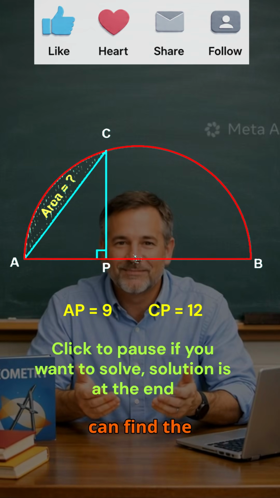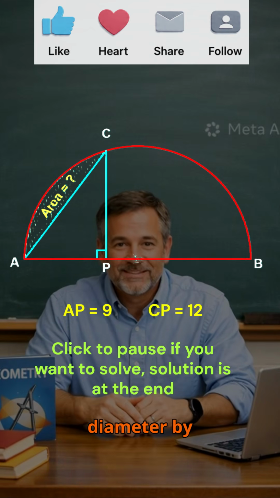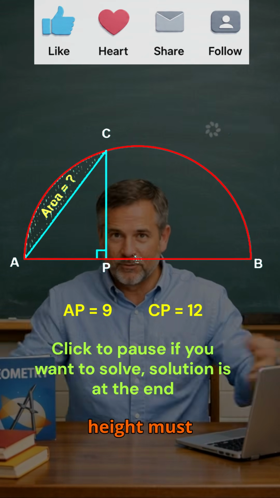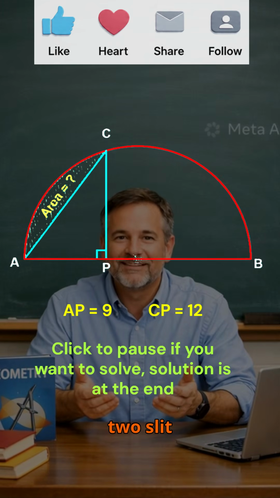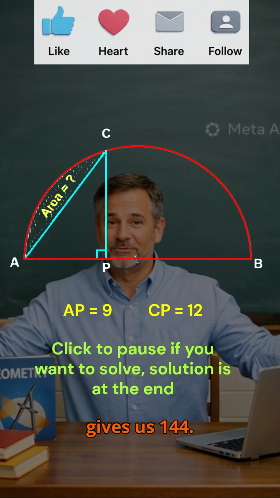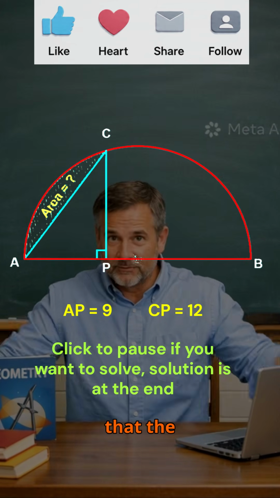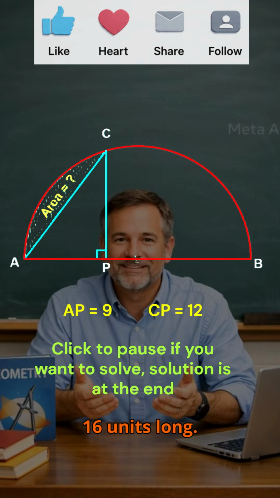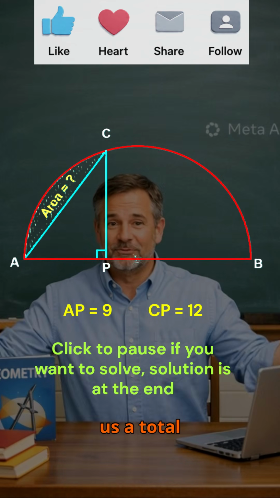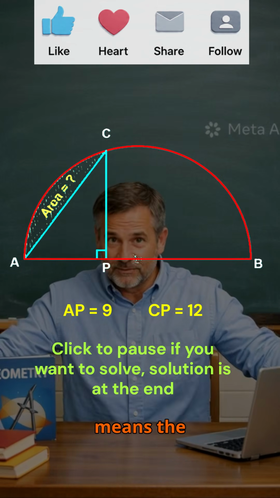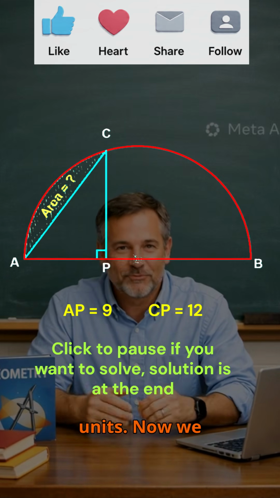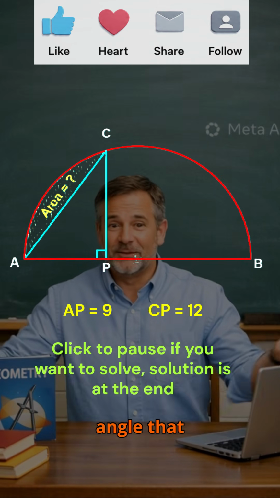We can find the missing right side of the diameter by using a classic geometric rule. The square of the perpendicular height must equal the product of the two split segments on the diameter. Squaring our height of 12 gives us 144. Dividing that by 9 reveals that the missing segment, PB, is 16 units long. Adding 9 and 16 together gives us a total diameter of 25, which means the radius of our circle is exactly 12.5 units. Now, we need to find the central angle that opens up to our arc.